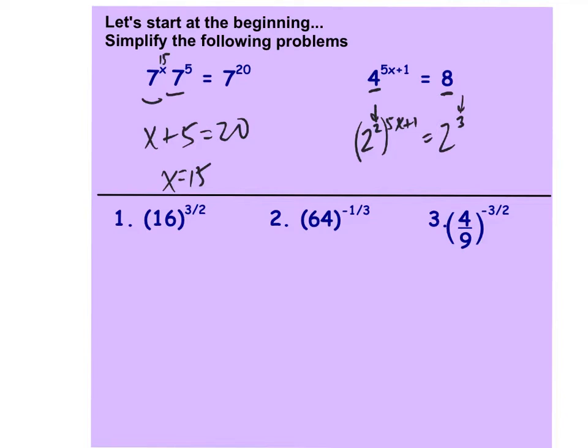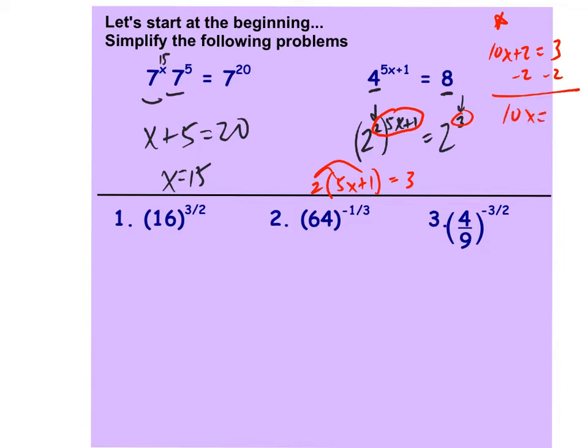And so what we want to look at is the power of a power rule and look at this entire exponent on the left side and the exponent on the right side. So what we really have here is that 2 times 5x plus 1 equals 3. So I'm going to move over to the right side up here and I'm going to distribute. So I've got 10x plus 2 equals 3. I'm going to subtract the 2 from both sides. So I have 10x equals 1. Divide by 10. So x equals 1/10 here.